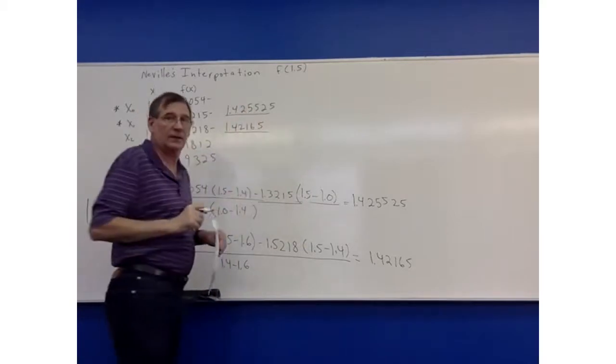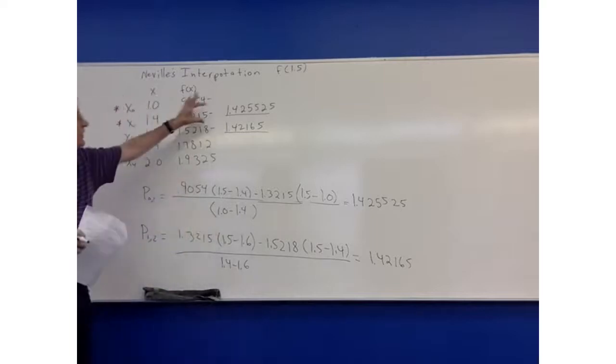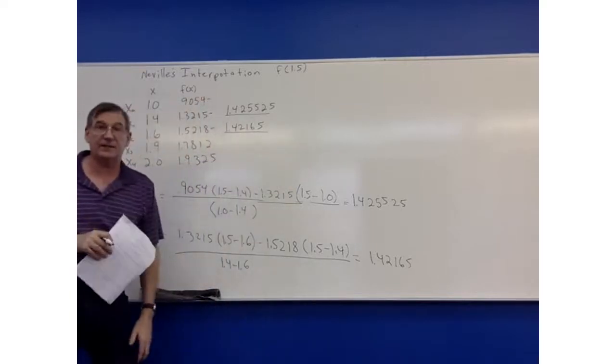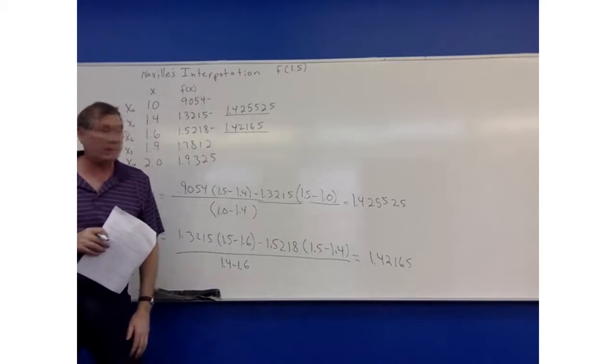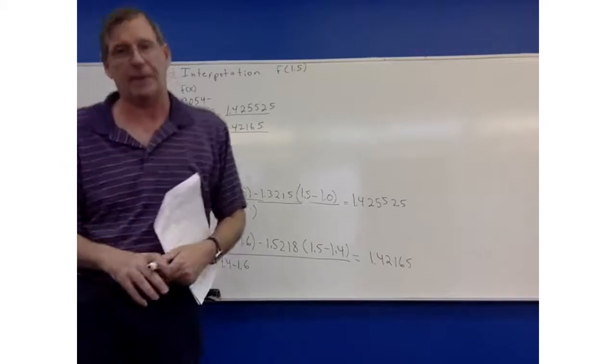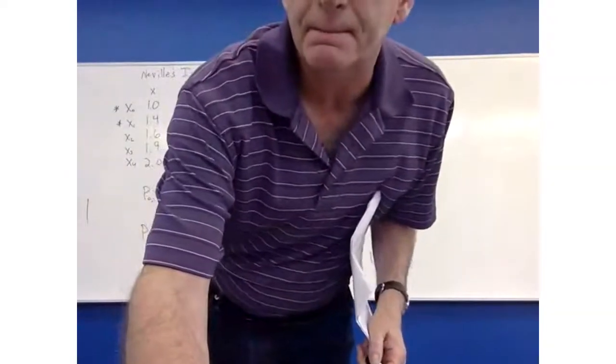1.42165. Okay, so I showed you how to get these two numbers. All the other numbers are calculated similarly. I'm going to pause for a moment, put some more numbers up, and we're going to calculate another one of these numbers just to get a good feel for it.